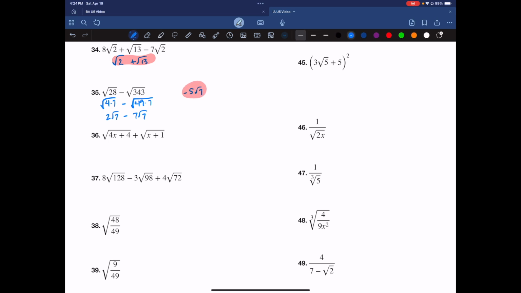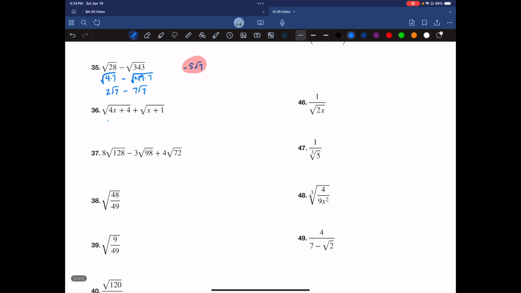Okay. On 36, I can take out a 4 on the inside, that's going to give me x plus 1. And then I can take the square root of 4. That's going to give me 2 radical x plus 1 plus radical x plus 1. So now I have 2 x plus 1 and 1 x plus 1, so it's going to be a total of 3 square root x plus 1.